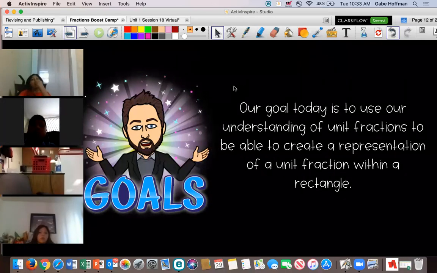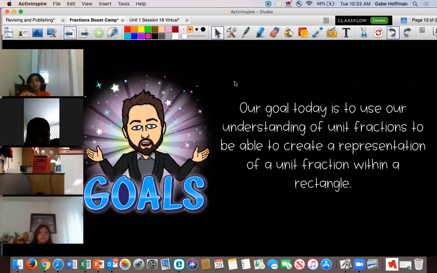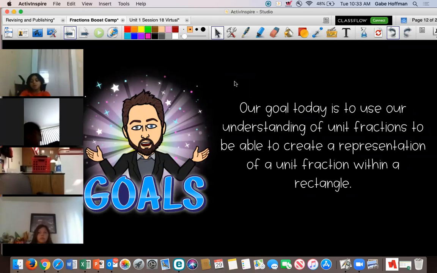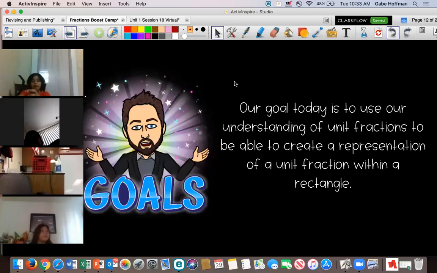Our goal today is to use our understanding of unit fractions to be able to create a representation, that's a tough word, of a unit fraction within a rectangle. Thank you, sir. So when we say a unit fraction, you guys think back to yesterday when we looked at fractions. Unit fractions are when you just have one out of however many pieces shaded in, right? Your numerator is 1. And they're called a unit fraction because it's just one unit of the entire fraction.